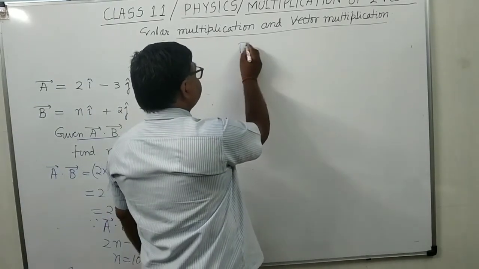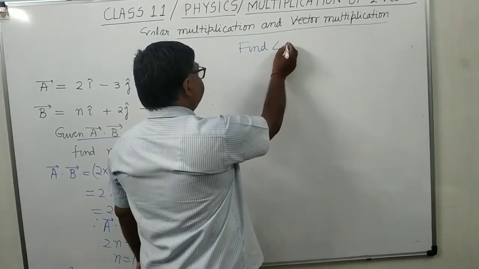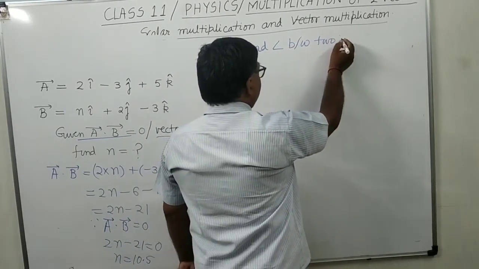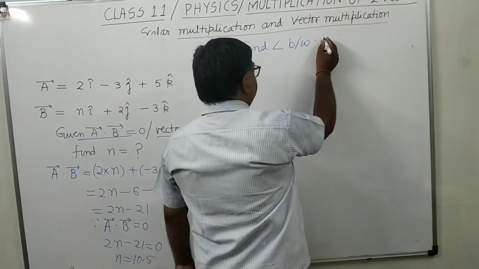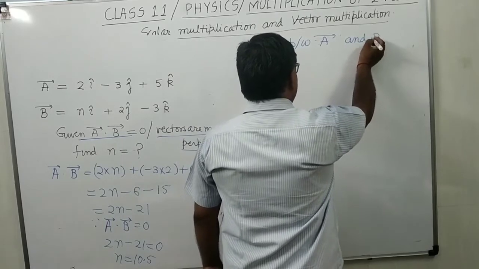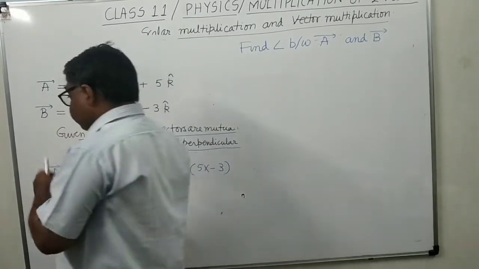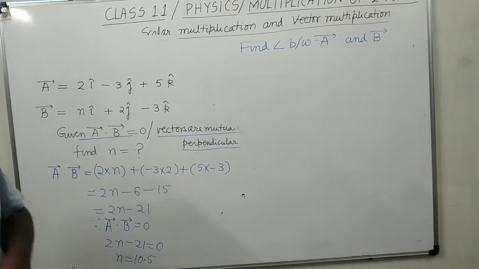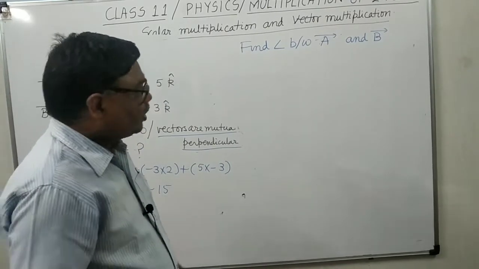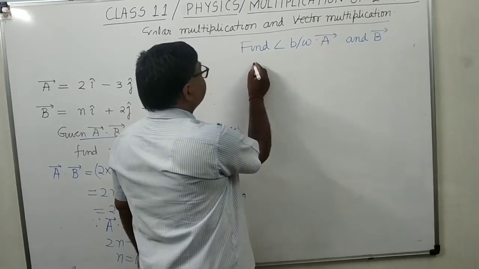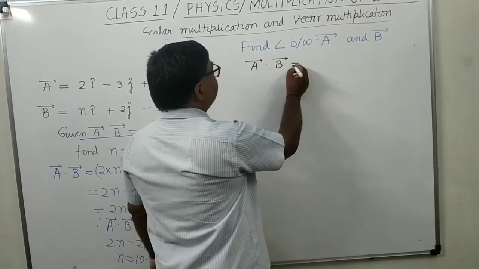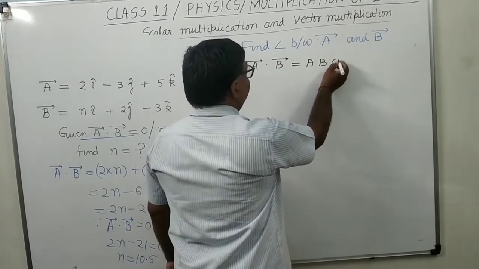Find the angle between the two vectors, between vector A and vector B, because we have specified here vector A and vector B. In between these two vectors you have to find the angle. How will you find the angle between these two vectors? So as you know that vector A dot vector B equals AB cos theta.